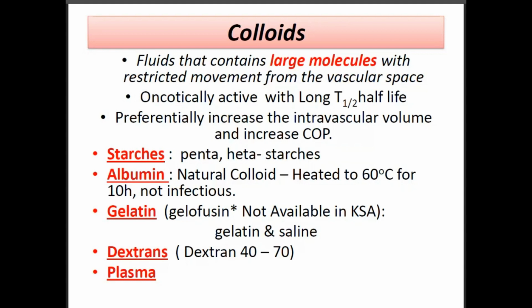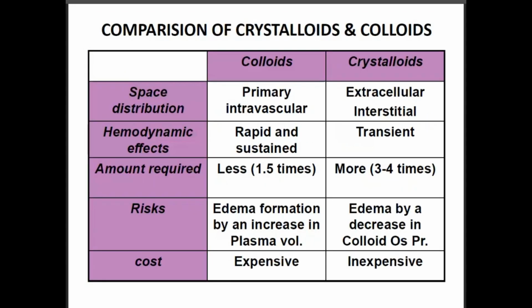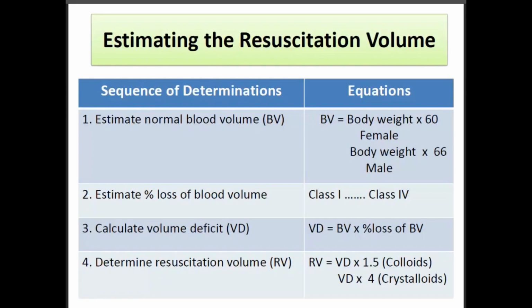Mainly, the simple ones are starches, like the penta and hetastarches. Albumin is a very important one to know, and it is available. Gelofusine is made of gelatin. There are also dextrans and plasma. You can give the plasma of the blood as a colloid. Okay, this is very important to know, the comparison and the schedule, and how you now estimate the resuscitation volume.